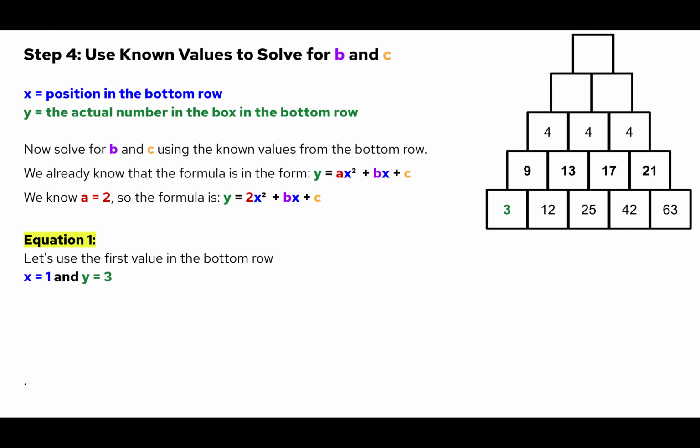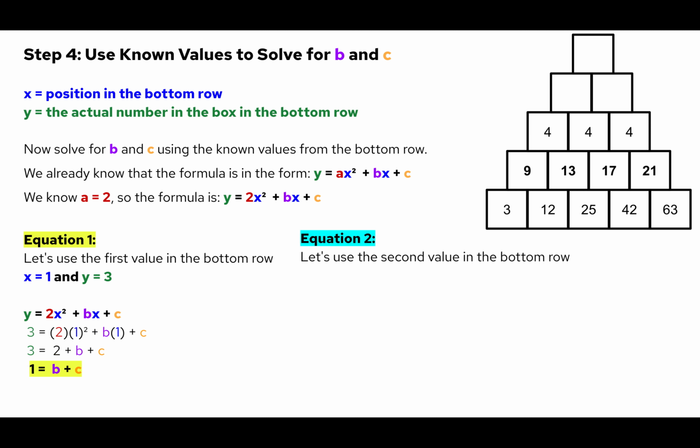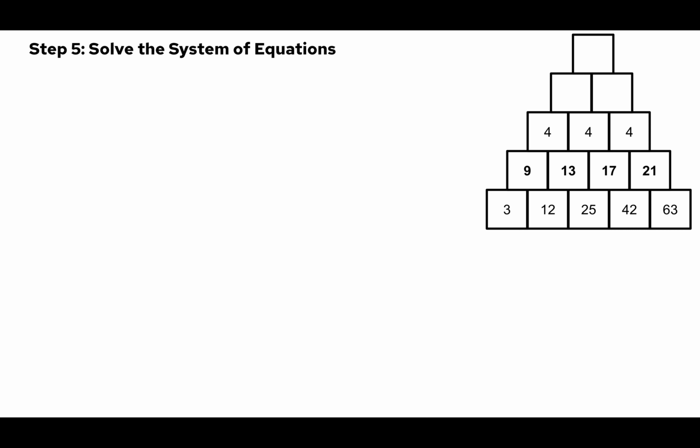And let's use equation 1 as 3. So it's the first position, so X is 1 and the actual number, which is Y, is 3. Replace it, and I end up with 1 equals B plus C. Now let's do it for the second one. So the second one is going to be the number 12. So second position, X is 2, and the value Y is 12. And I end up with 4 equals 2B plus C.